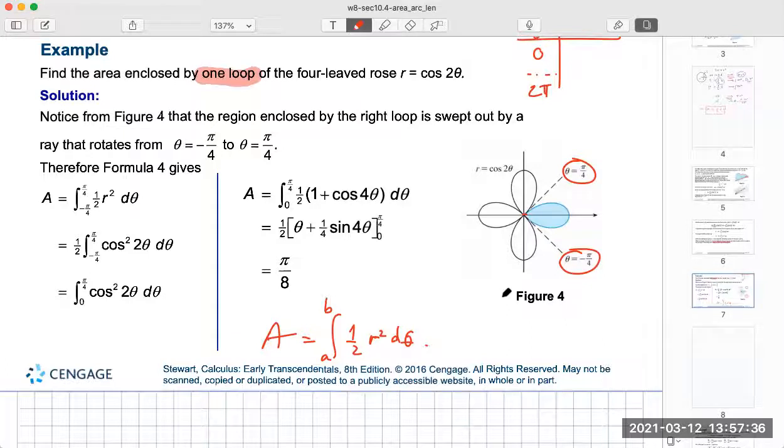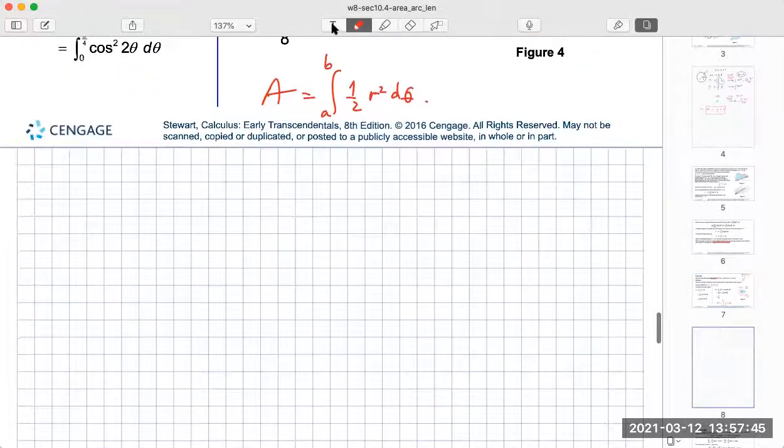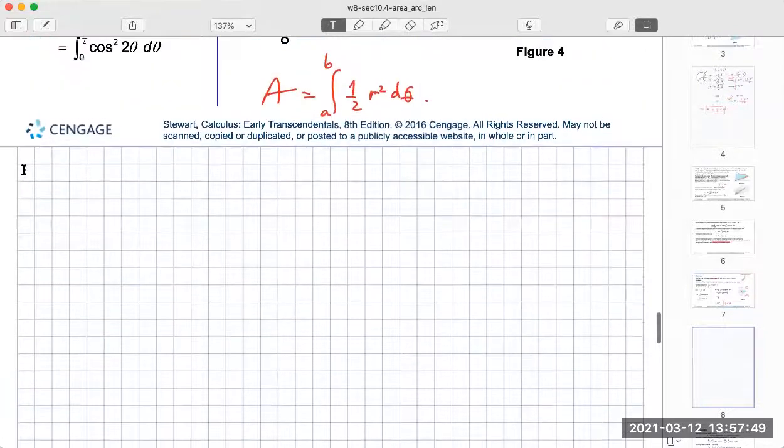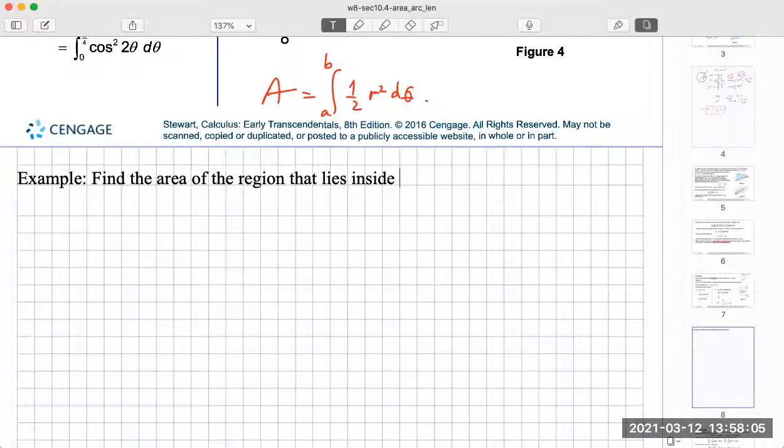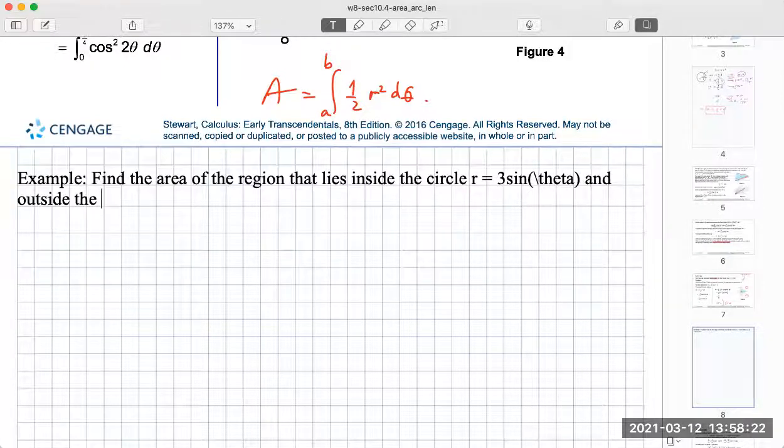Okay, if not, we move on to another example. Okay, find the area of the region that lies inside the circle r is equal to 3 sine theta and outside the cardioid r is equal to 1 plus sine theta.